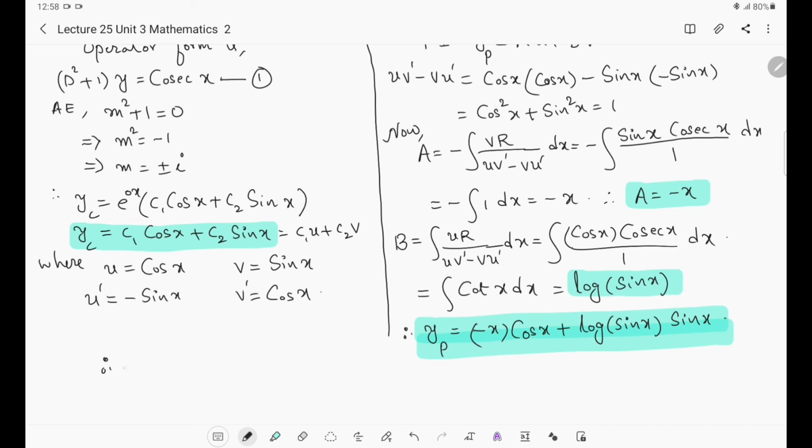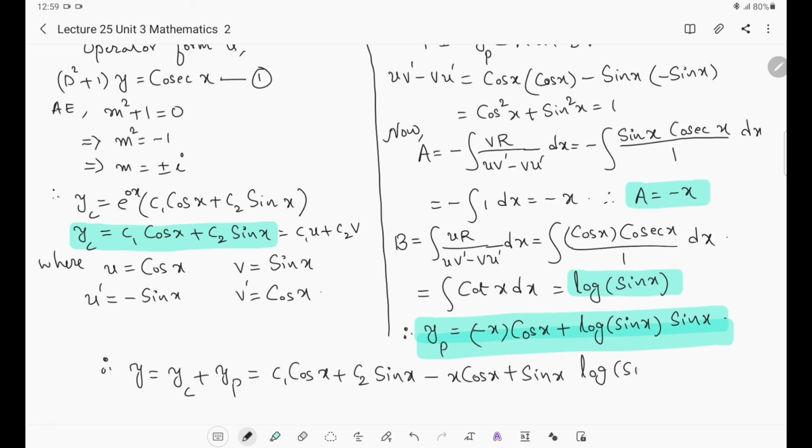Therefore the final general solution will be y equals, because we are asked to find the general solution, yc plus yp. What is yc? Yc is c1 cos x plus c2 sin x. This is yc, plus yp is minus x cos x plus sin x log of sin x, right. This will be the general solution of the given differential equation.